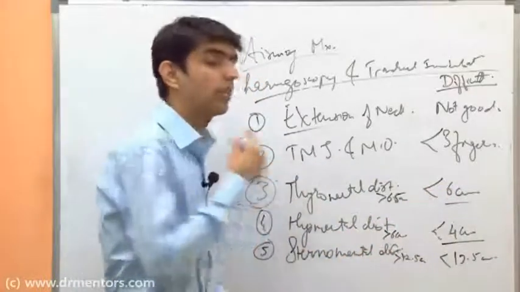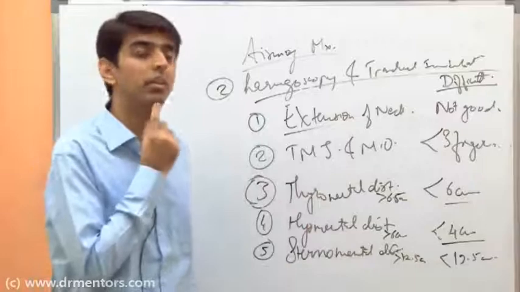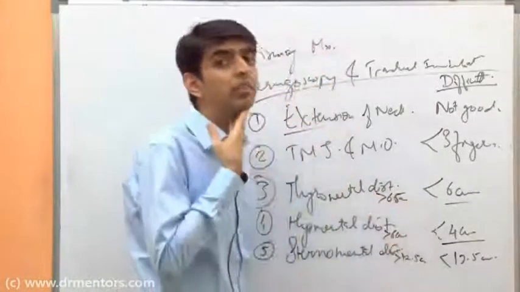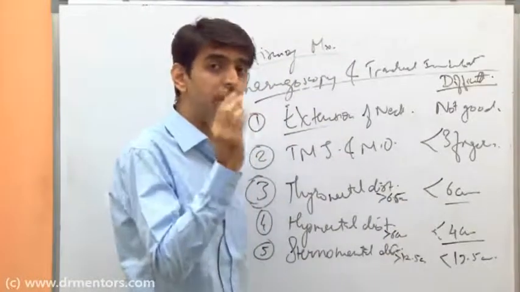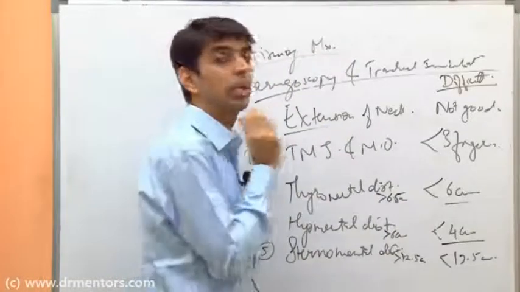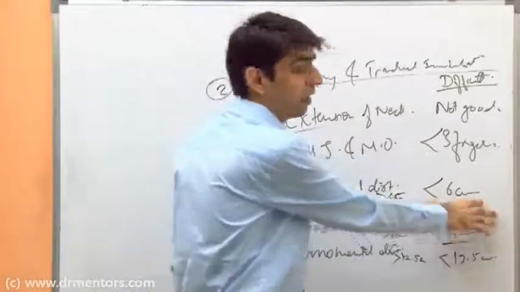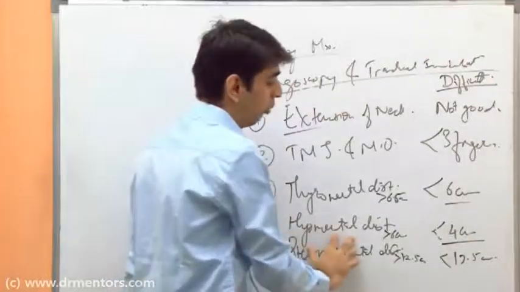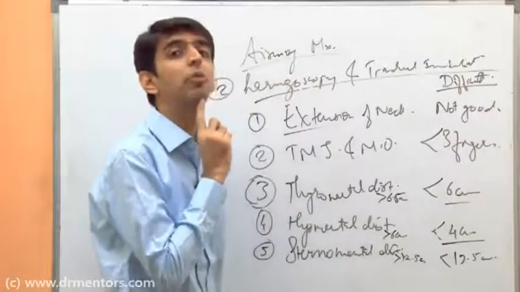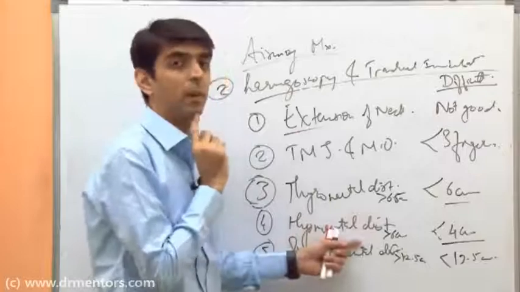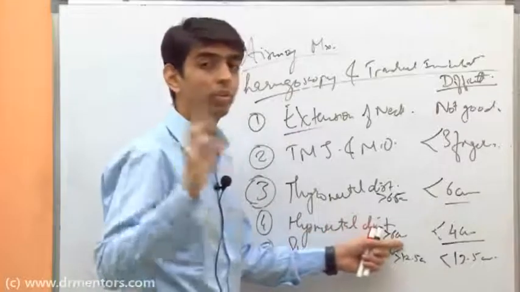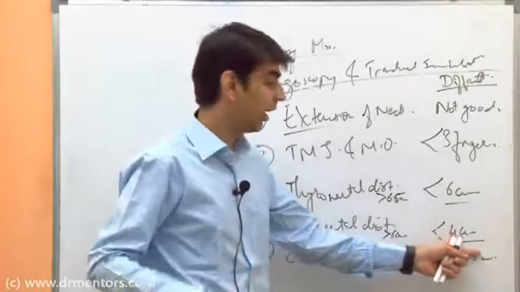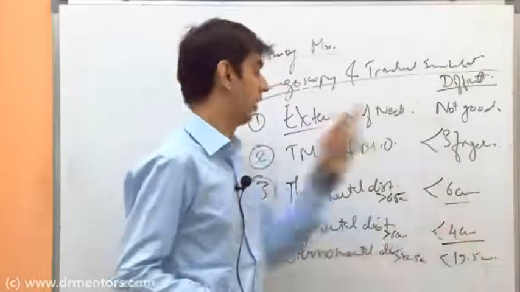So the thyromental distance, from the thyroid cartilage up to the mental part, has to be more than 6.5 centimeters. If it is less than 6.5 centimeters or less than 6 centimeters, which is the Patil test, it is a predictor of difficult airway. Then next comes hyomental distance, the hyoid bone up to mental. Hyomental distance has to be more than 6 centimeters, which is grade 1. If it is less than 4 centimeters, which comes under grade 3, it is a predictor of difficult airway.